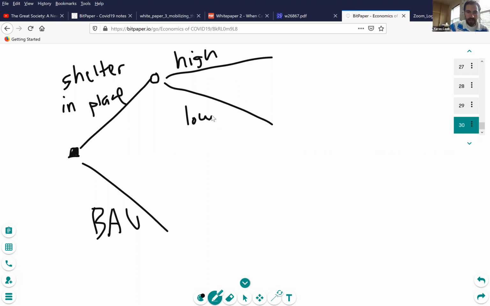To simplify matters, I'm going to just normalize this to the business as usual scenario. I'm just going to make that the baseline, and it doesn't really matter what number I put there.